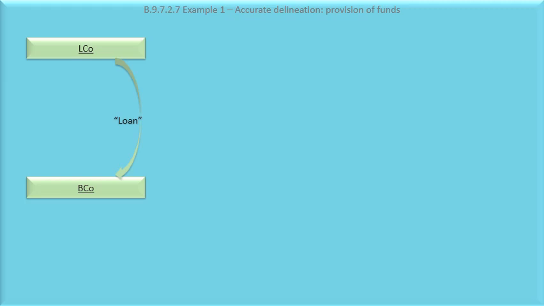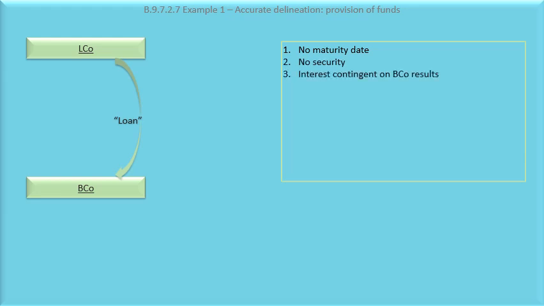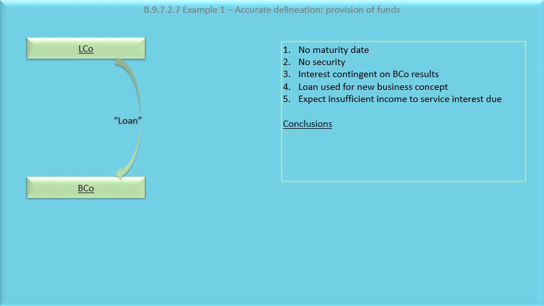in the financial chapter. The first one here you see LCO, which is lender co, I suppose, and BCO, and there's a loan between LCO and BCO, and it's a very simple example. There's no maturity date on the loan, there's no security given for the loan, the interest is contingent on BCO's results, and the loan is used for a new business concept because basically BCO's current business concept is running out of its economic life, and it is expected that there's insufficient income to serve the interest due in future. And the question is, is this a loan?